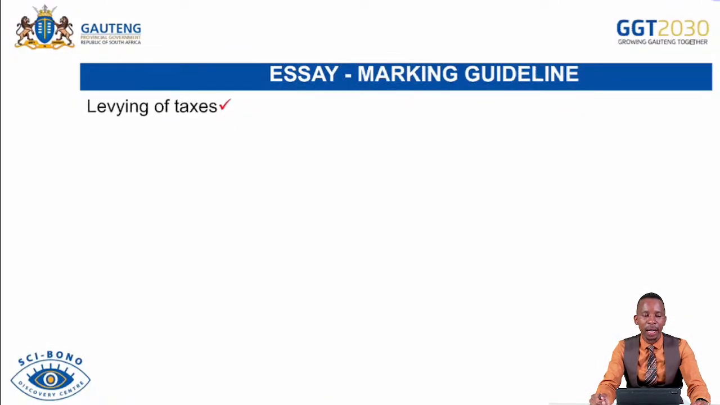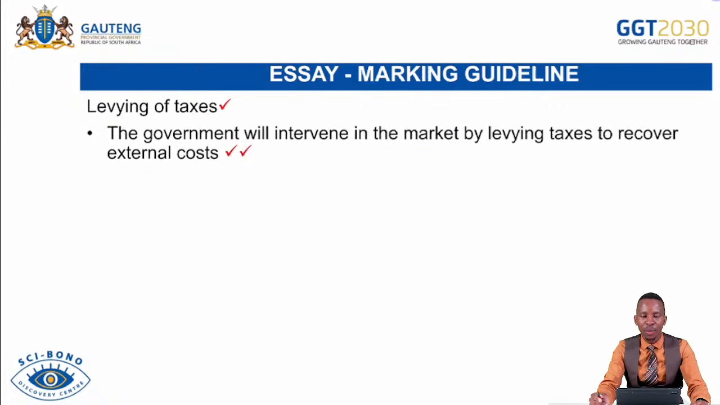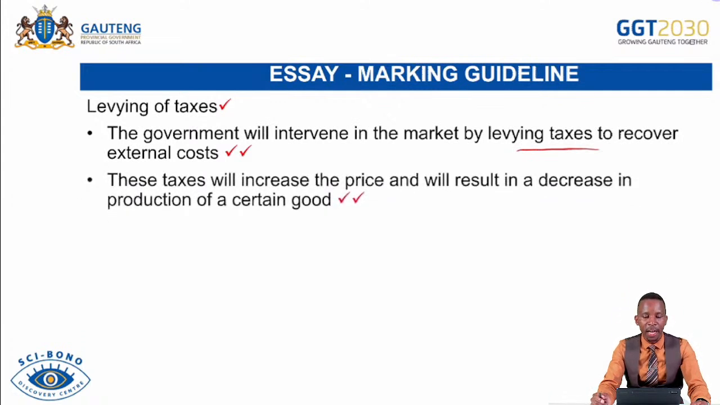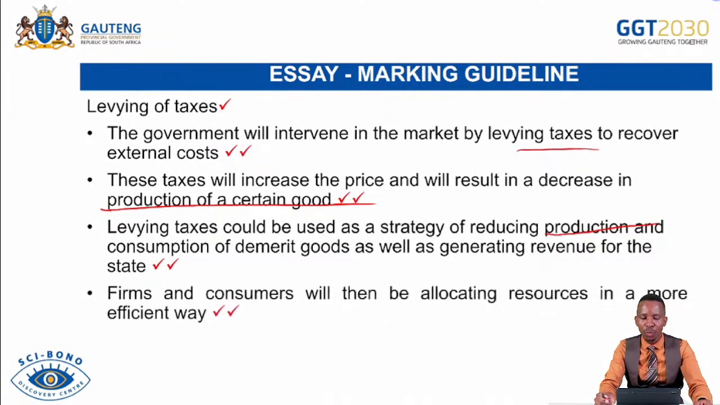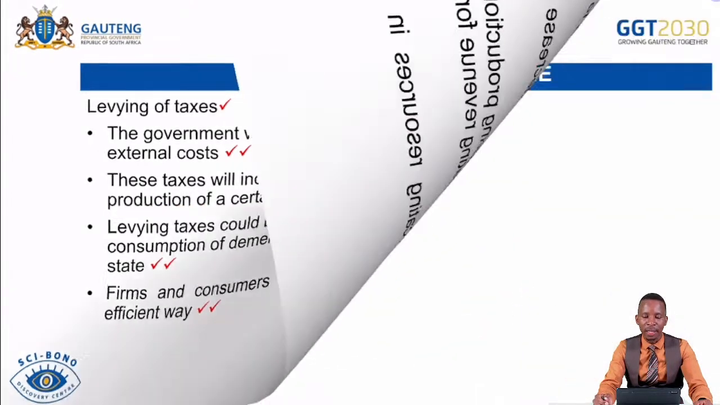We continue. Levying of taxes. The government will intervene in the market by levying taxes to recover the external costs that prevail. These taxes will increase the price and will result in a decrease in production of that particular product, which contains a negative externality. Levying taxes could be used as a strategy of reducing production and consumption of demerit goods, as well as generating revenue for the state. So there are two purposes here: to reduce consumption and production, and also to generate revenue for the government. Firms and consumers will then be allocating resources in a more efficient way in this case.